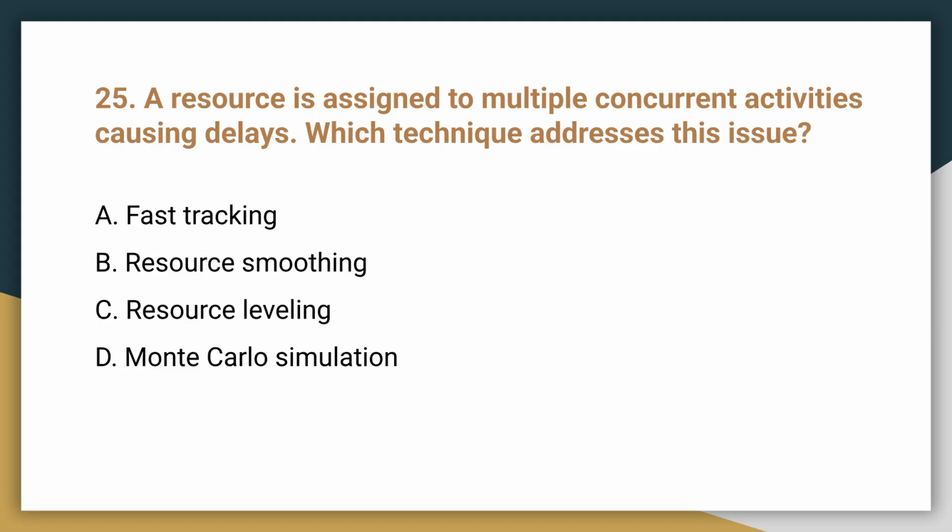Question 25. A resource is assigned to multiple concurrent activities causing delays. Which technique addresses this issue? The answer is C, resource leveling. This technique adjusts the schedule to resolve resource overallocation and conflicts.